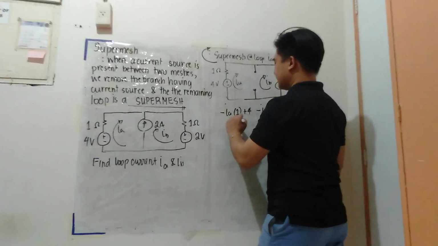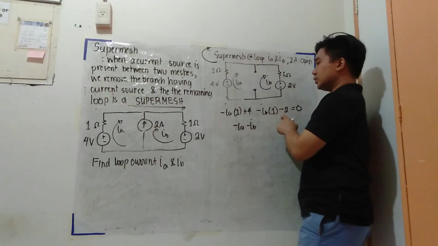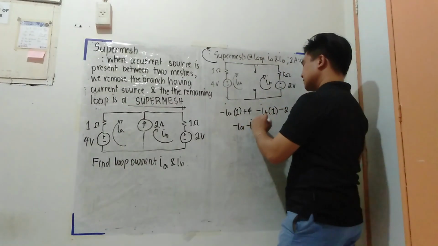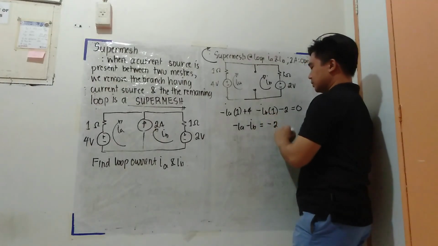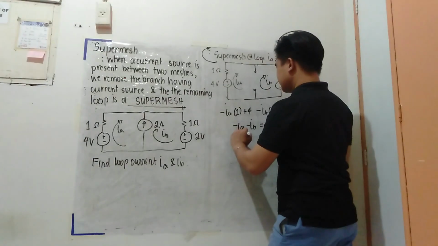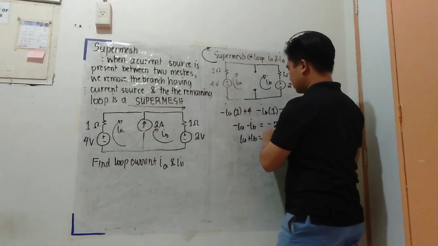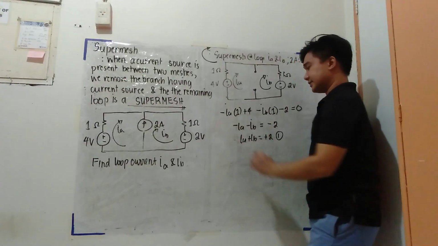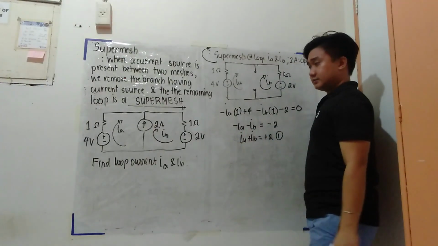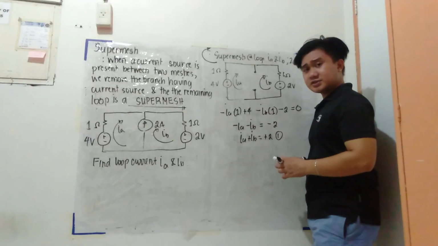So, I have here negative IA minus IB, 4 minus 2, that's positive 2, transpose, that is equals to negative 2. Okay? Para mas madali, multiply ko ng negative 1. So, that's IA plus IB equals positive 2. Equation number 1. Next, I have 2 unknowns, so I need to get 2 equations also.